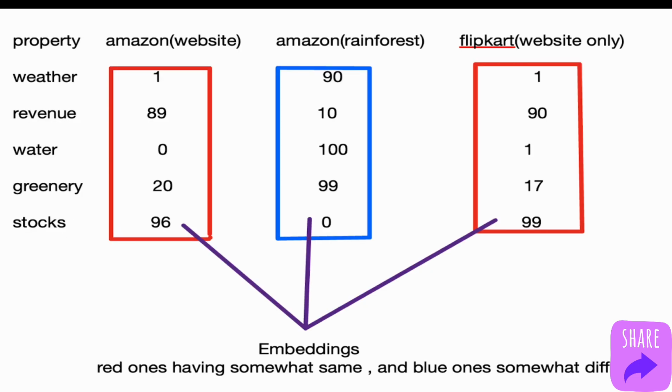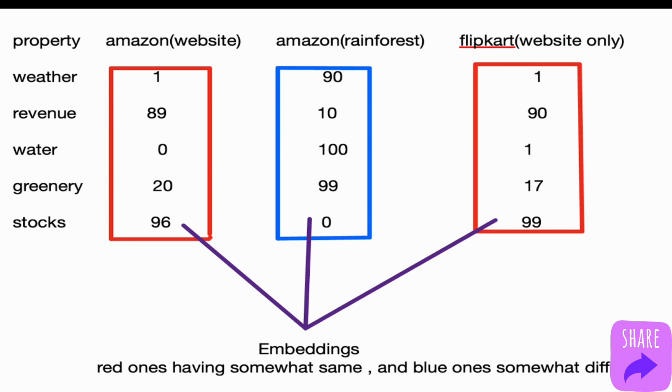Suppose you have an Amazon website, you have an Amazon rainforest, you have a Flipkart website. These are the vector embeddings that are made upon parameters. Suppose weather, revenue, water, greenery, stocks. These are the parameters upon which the vector embeddings are being made. Suppose Amazon website is 189. Just upon the numbers you can see, if you look at the Amazon website, weather is 1, very low. Flipkart is 1, very low. Flipkart is also a website.